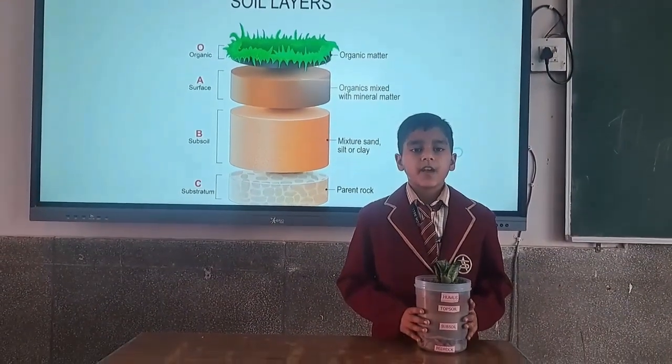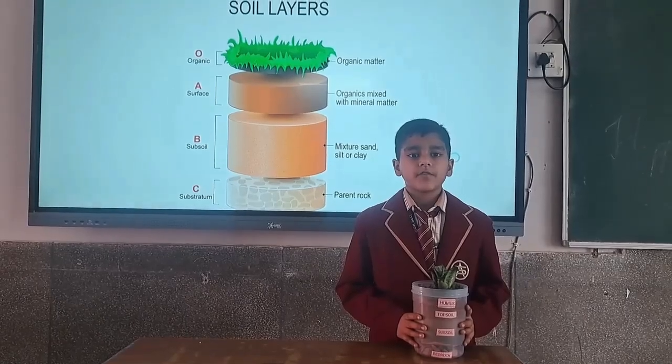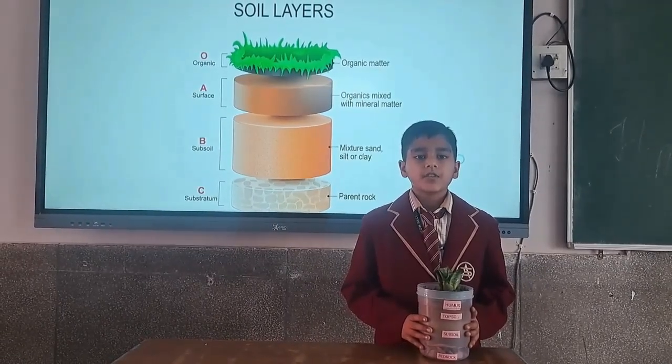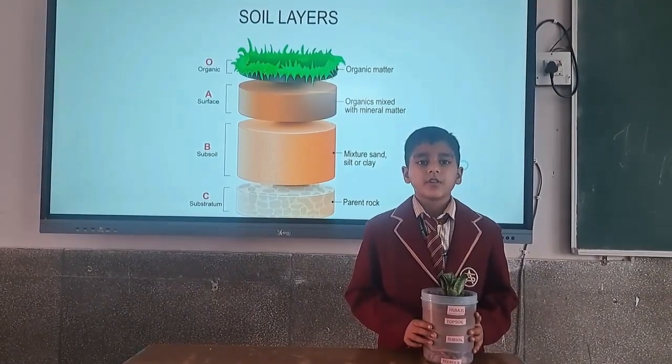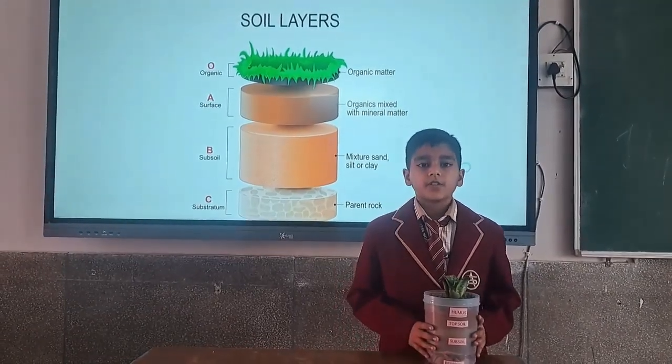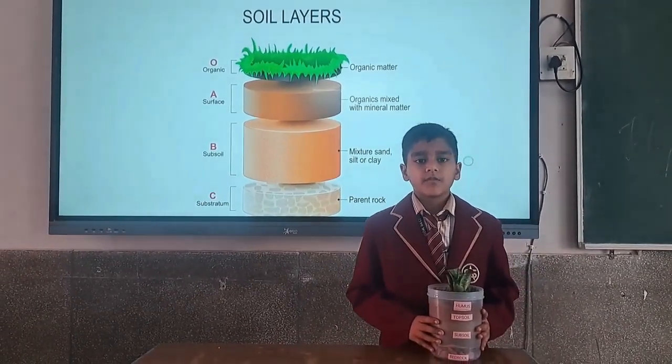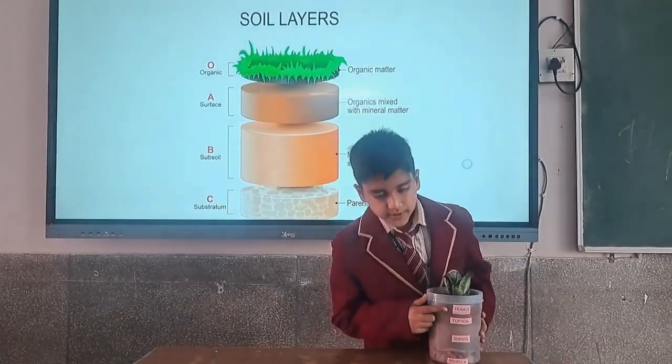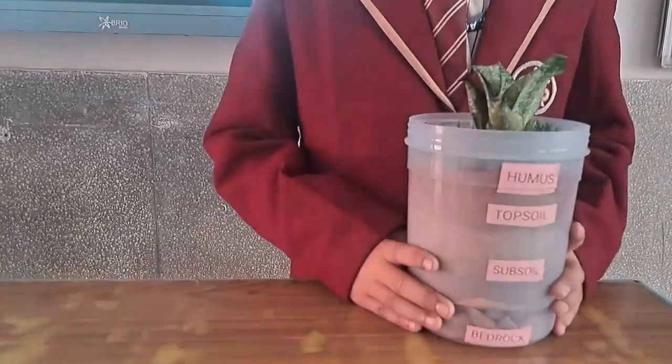Good morning everyone. Myself Shivash Kumar Tayar from class 5th Ruby. This is my project based on layers of soils. Layers of soils are 3 types: topsoil, subsoil and bedrock. First, topsoil. It is the uppermost layer of the soil. It contains humus. It is best for growing plants.